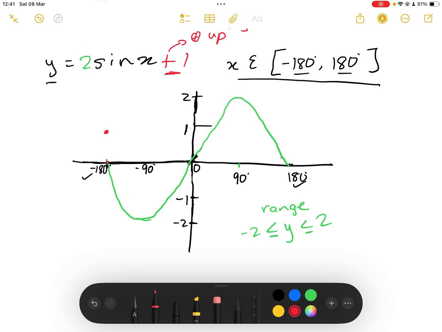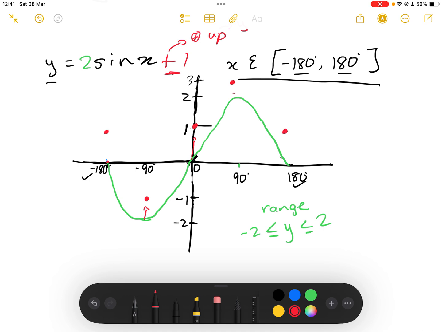And then the negative 90, it was at negative 2, so it's going to change to negative 1. It's going up. The 0 is going to change, going up to positive 1. The 90 was at 2, but now it's going to change to 3. So here's the 3 now. And then for the 180, it's going to move from 0 to 1.